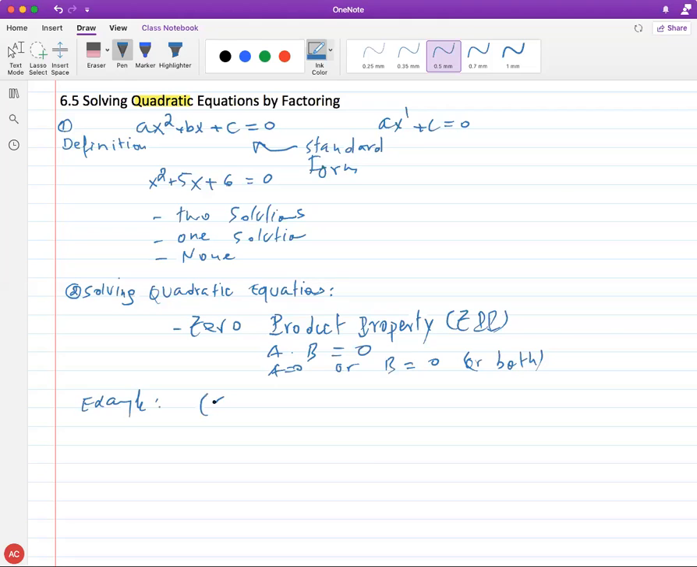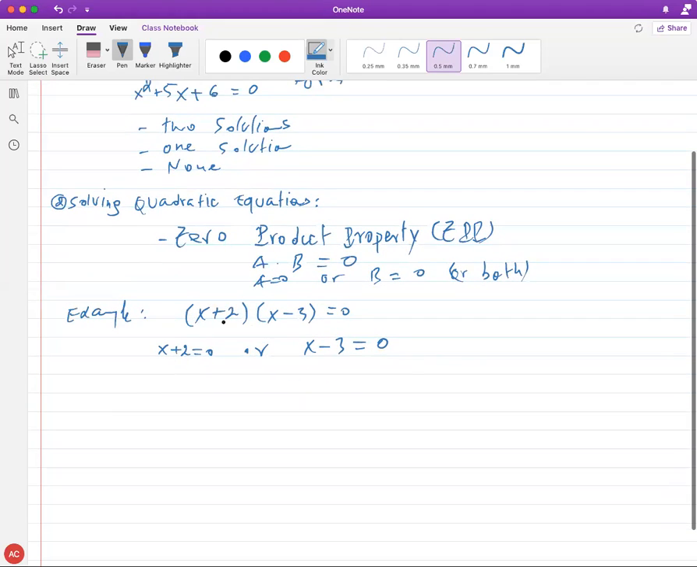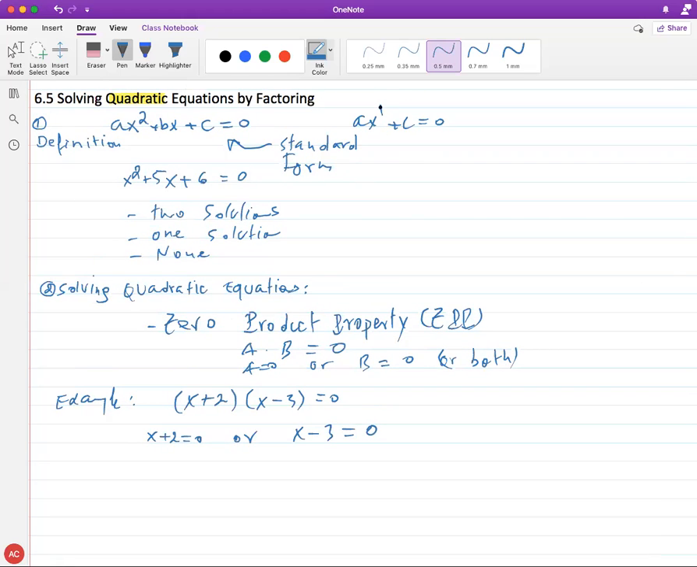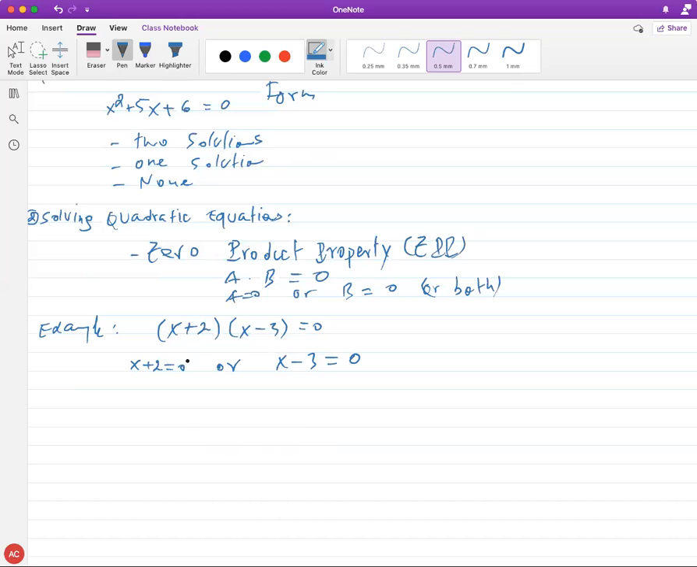As an example, let's say you have x plus 2 times x minus 3, for example, equals 0. So that's the A times B here equals 0. That means either this factor here, x plus 2, is 0, or this one here, x minus 3, is 0. Once we do that, we split this into two smaller equations. Now we have first degree equations. We know how to solve these. We did this a lot in the beginning of the semester.